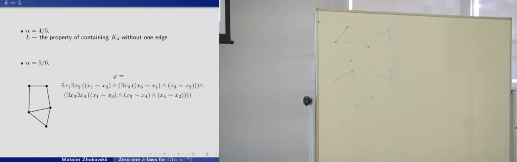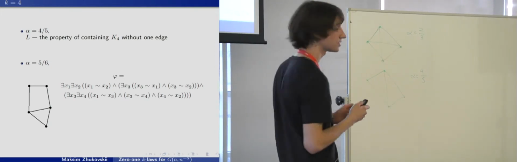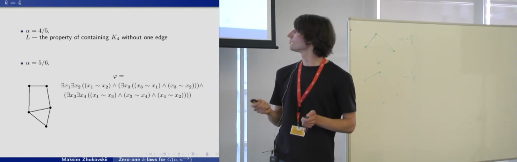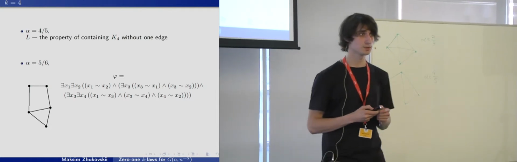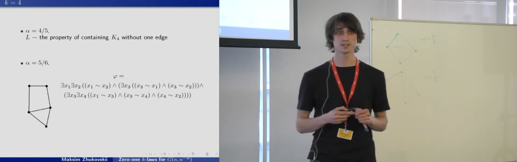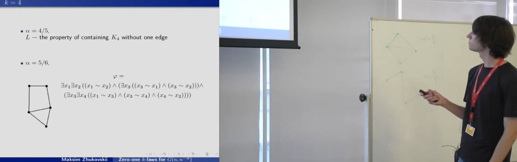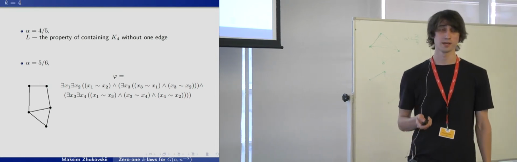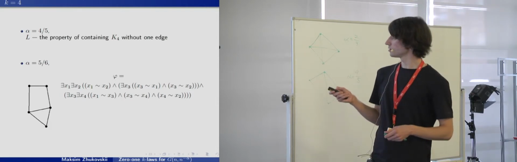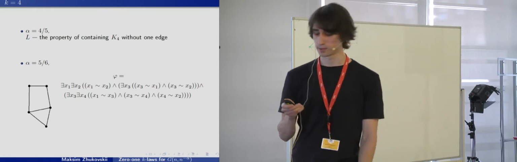So this case, 4/5, I illustrated here. We just consider the property of containing the complete graph on 4 vertices without one edge, and we have threshold probability equal to n to the minus 4/5, and so the probability doesn't tend to 0 or to 1. And if alpha equals 5/6, then we can consider this formula, and again, if a graph doesn't have small dense subgraphs, then it should contain this graph, but its probability doesn't tend to 0 or to 1.